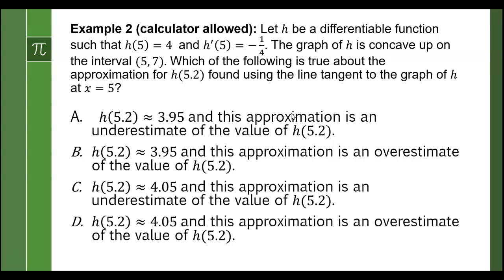Okay, and then example two, it says let h be a differentiable function such that h of 5 equals 4 and h prime of 5 equals negative 1 fourth. The graph of h is concave up on an interval 5, 7. So they told me it's concave up. Exactly. So the minute you know it's concave up, you're automatically able to eliminate B and D.